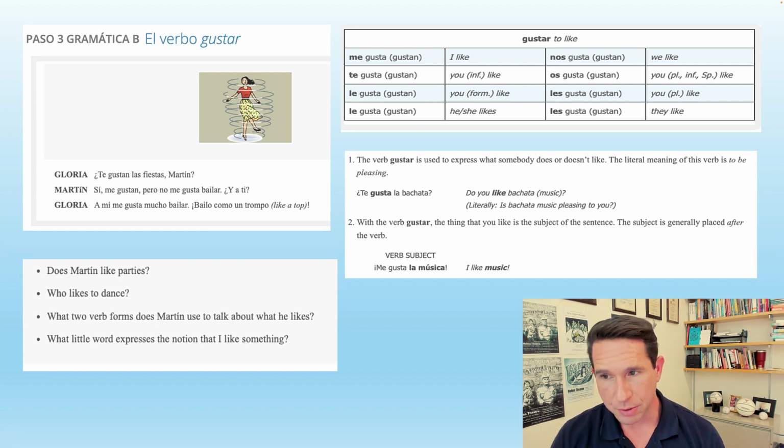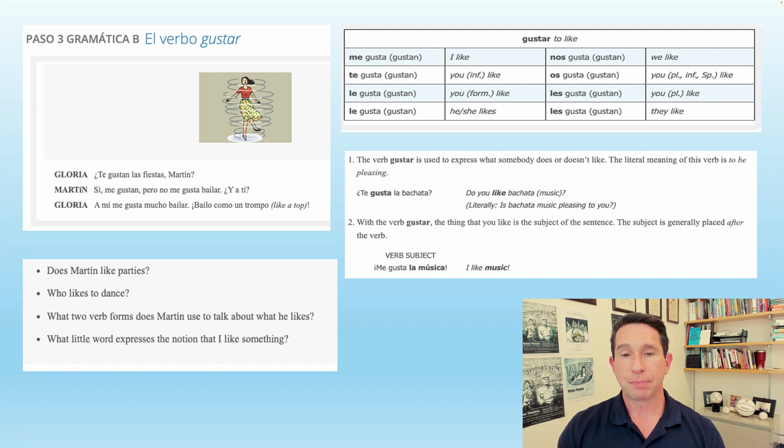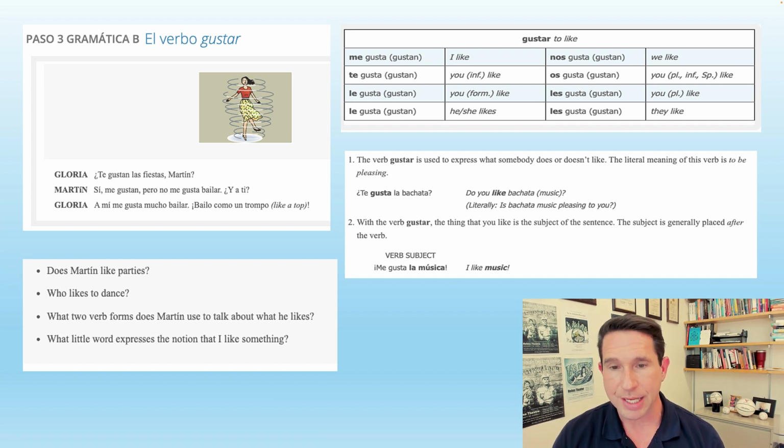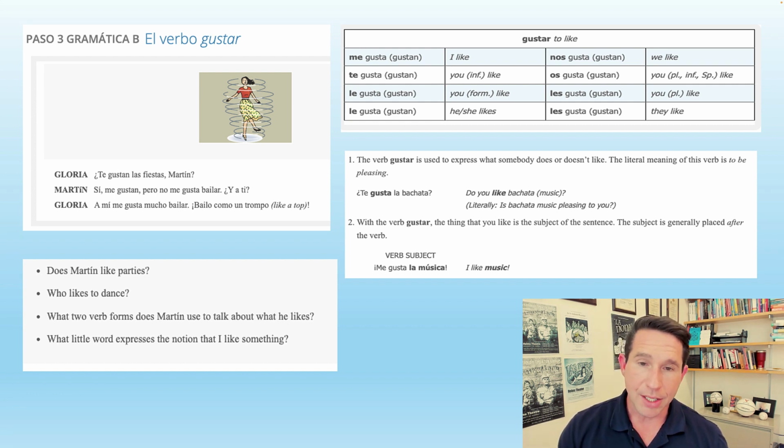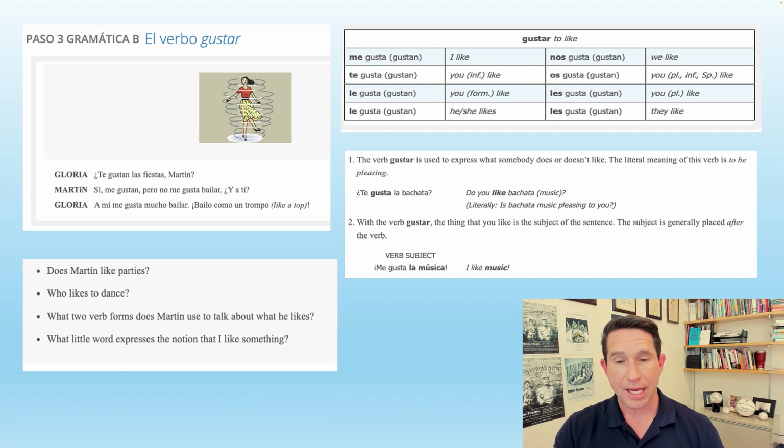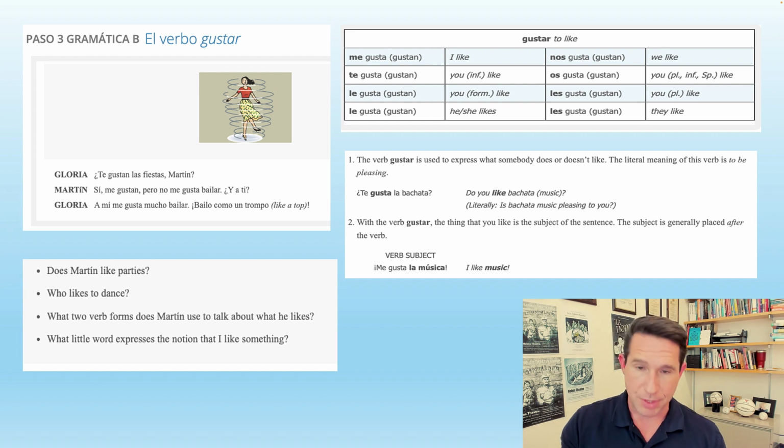Here's the expressional part. The literal meaning of this verb is to be pleasing. So if we have the sentence, ¿Te gusta la bachata? Literally it says, is bachata pleasing to you? Here's the big difference. In English, the subject does the action of liking something, some idea, some person, some object, some concept, and the thing that's being liked is the object, right?